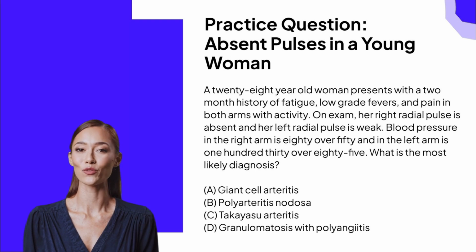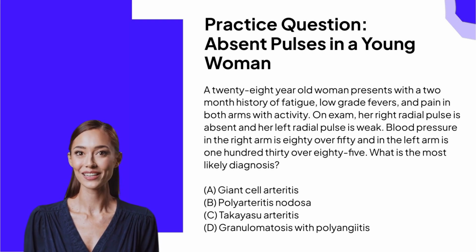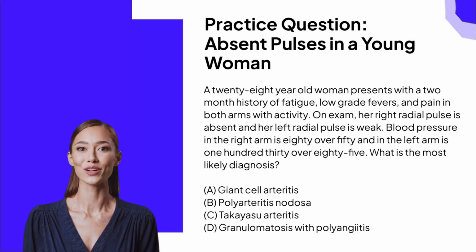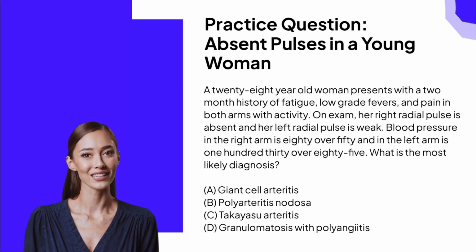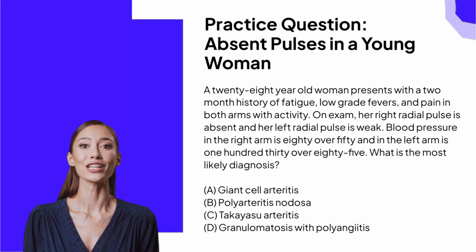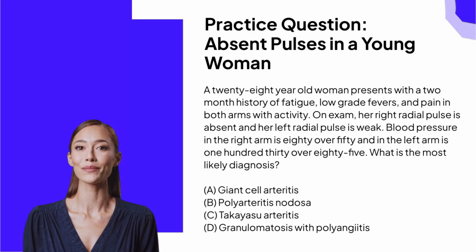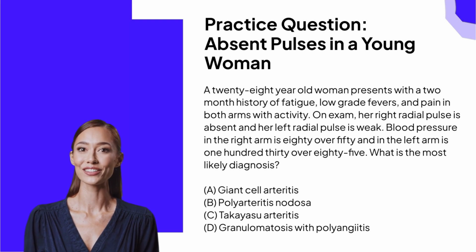A 28-year-old woman presents with a 2-month history of fatigue, low-grade fevers, and pain in both arms with activity. On exam, her right radial pulse is absent and her left radial pulse is weak. Blood pressure in the right arm is 80/50 and in the left arm is 130/85. What is the most likely diagnosis?